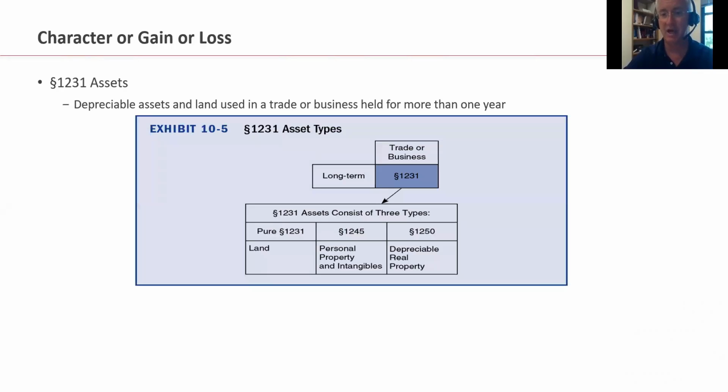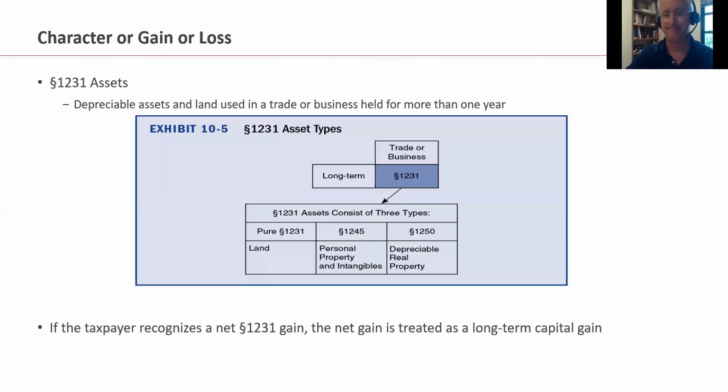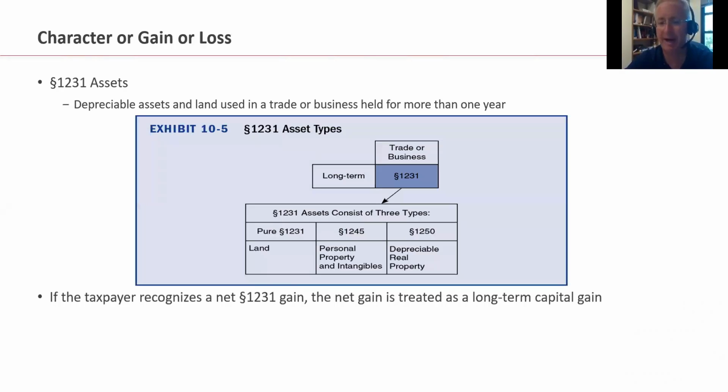1245 assets are assets used in a trade or business held long-term that are personal property and intangibles. Section 1250 assets are assets used in a trade or business held long-term that are real property assets. Okay. If a taxpayer recognizes a net 1231 gain, the gain is treated as a long-term capital gain.